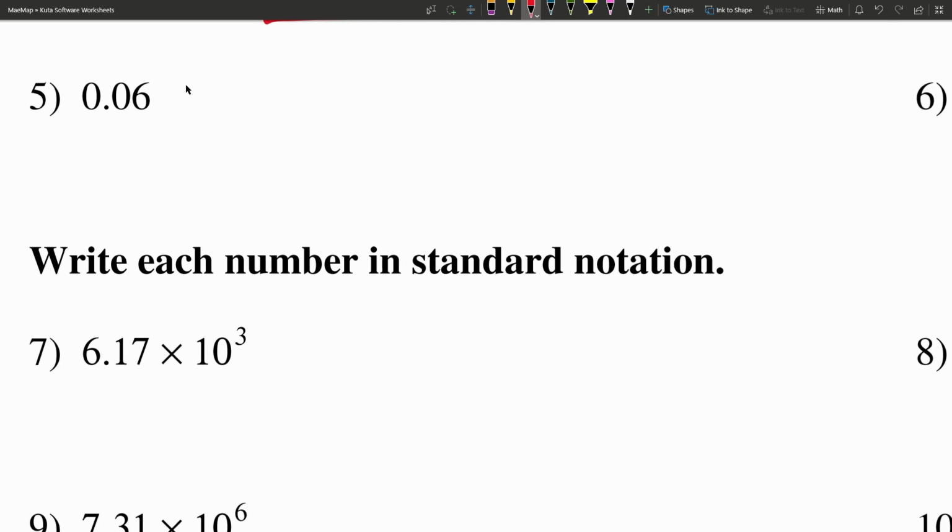Moving on to number 5, we're working with a decimal already, but remember we want a ones place followed by whatever is left in that decimal.